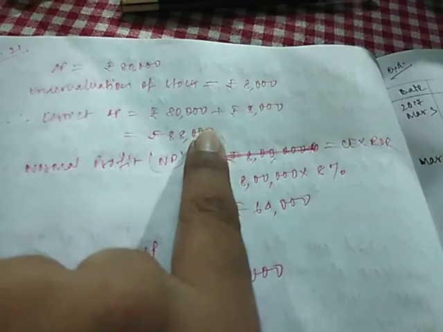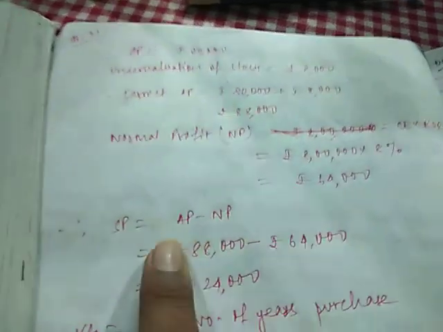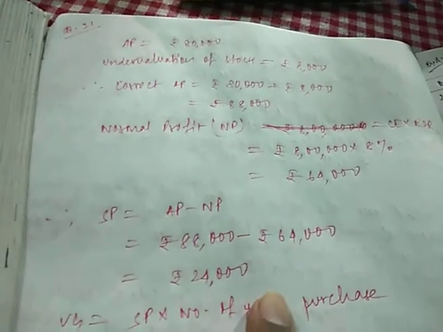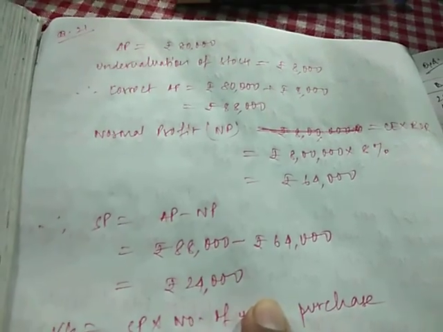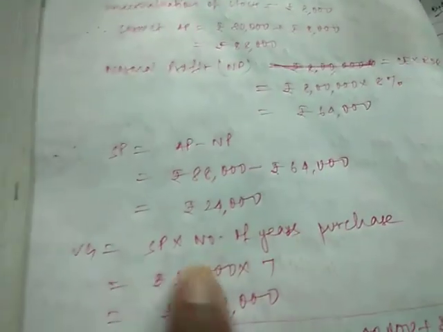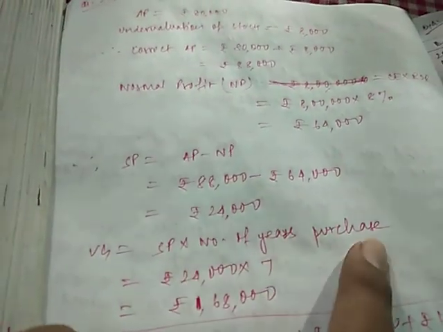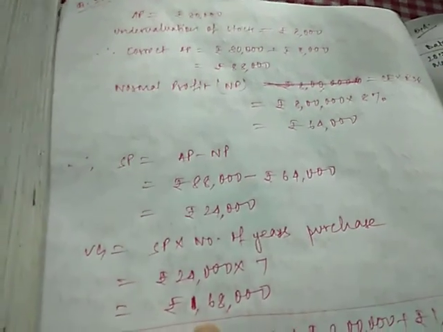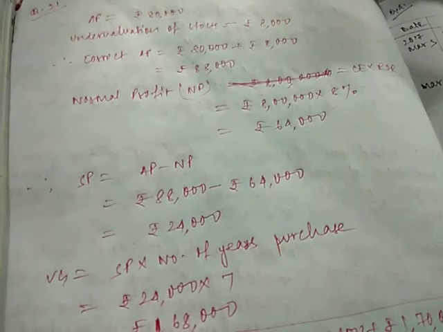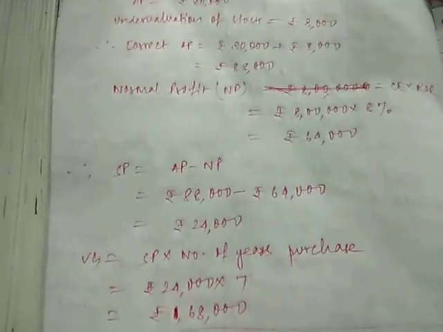Average profit is 88,000, normal profit 64,000. So super profit will be average profit minus normal profit, 88,000 minus 64,000, that is 24,000. Now when we got 24,000 super profit, value of goodwill will be super profit into number of years purchase. So 24,000 into 7, that is 1,68,000 is the value of goodwill. I think this is very simple to understand and there should be no problem with this.